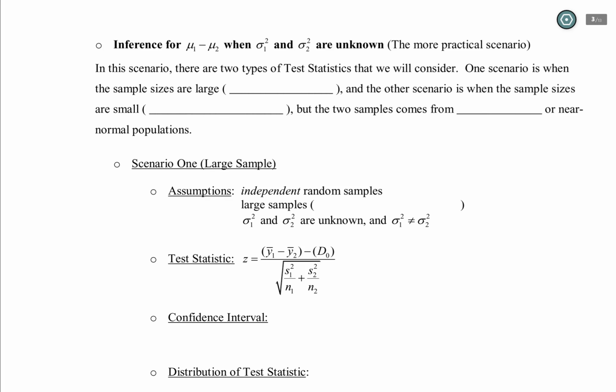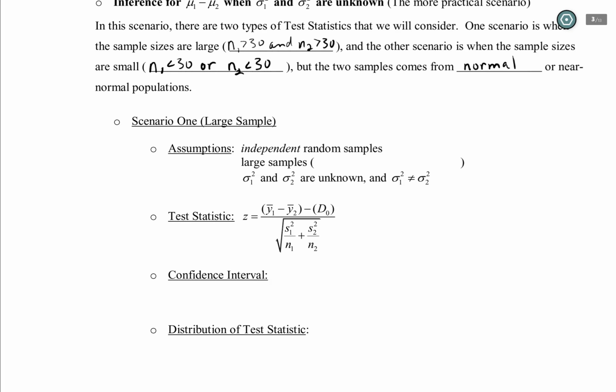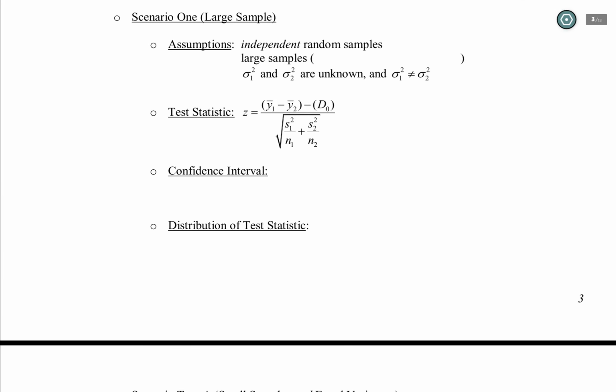One is when the sample sizes are large, that is, N1 is bigger than 30 and N2 is bigger than 30. The other is when the sample sizes are small. That is, N1 is less than 30, or we just need one of them to be less than 30. N1 or N2 is small, but the two samples come from normal or near normal populations. These are the two kinds of scenarios we're going to consider. Scenario 1, the large sample scenario.